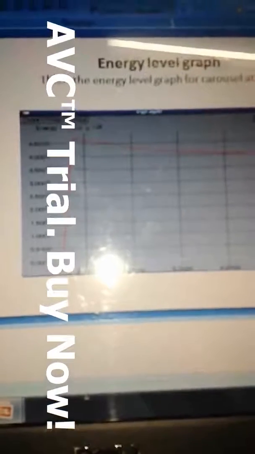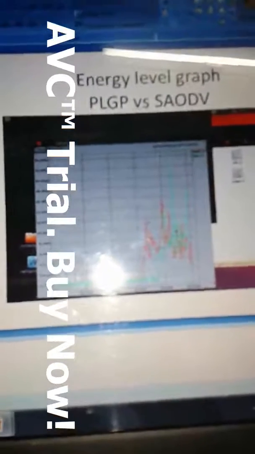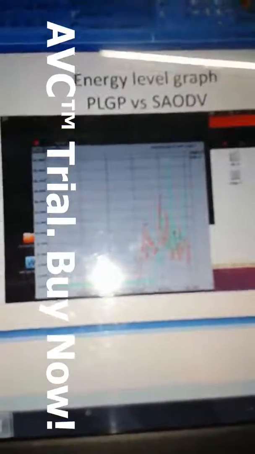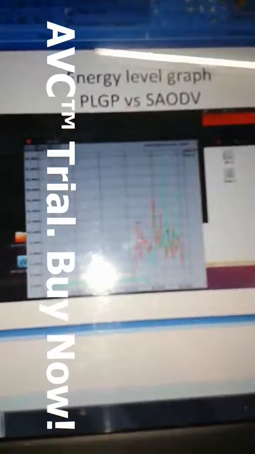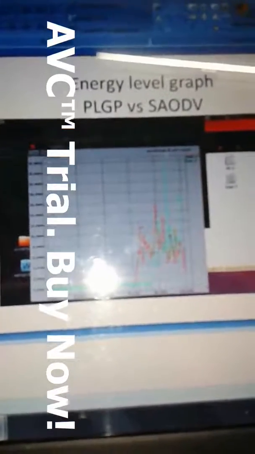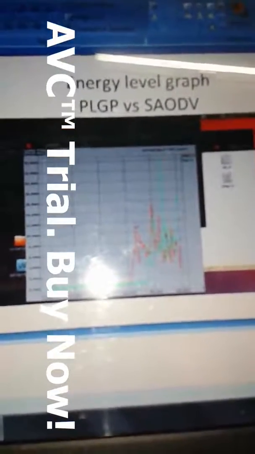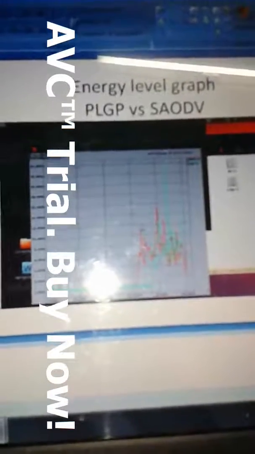These are the energy level graphs for both the carousel attack and the stretch attack. This is the comparison between the PLGP and SAODV routing protocols. The green line is the existing routing protocol's energy level, and the red line shows the proposed energy level graph. It clearly shows the proposed system reduced the energy level. So finally, I reduced the energy level for sending packets and avoiding the attacks in the network.